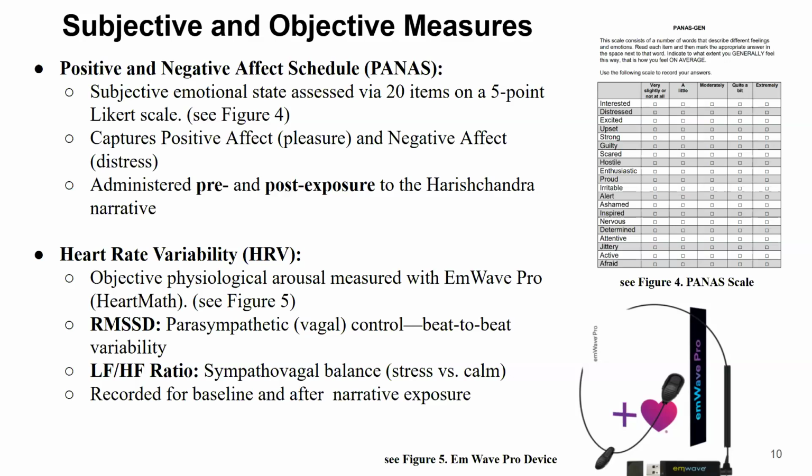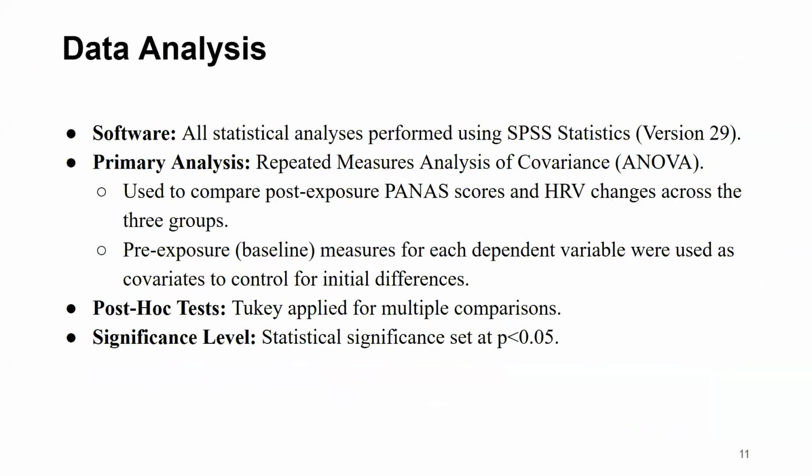For heart rate variability, we used the EmWave Pro device, which is shown in figure number 5, and we used two heart rate variability factors, RMSSD and the LF/HF ratio. This data was collected pre and post the narrative exposure. Data analysis was done using SPSS, with repeated measures ANOVA, and post-hoc tests were applied. The significance level, as mentioned, was kept at 0.05.